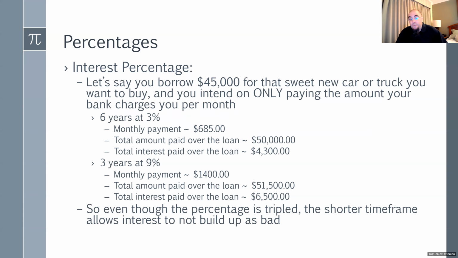If you finance it for 3 years at 9%, right, your monthly payment would be about $1,400 a month. Total amount paid over the loan, $51,500. Total interest paid, that's $6,500. So even though the percentage is tripled, the shorter time does not allow the interest to build up as much. You would think that at 9%, man, that's 3 times 3%. Yeah, but because it's a shorter period, you aren't able to compound that interest as much.